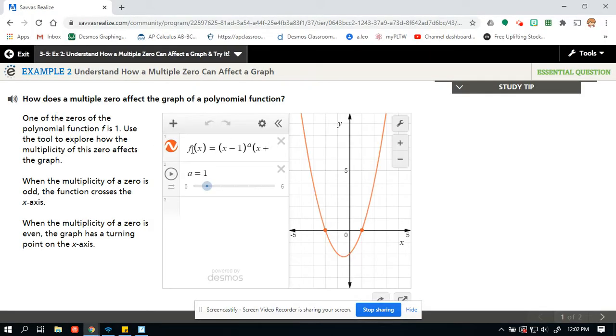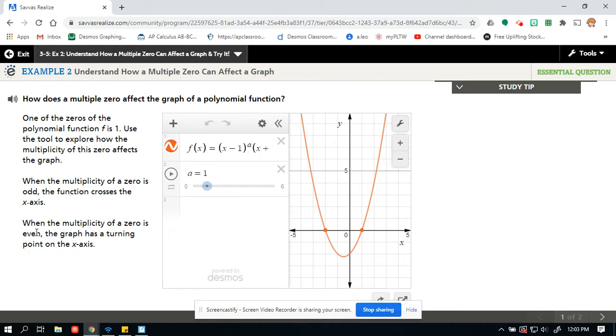So let's see what they gave us. One of the zeros of the polynomial function f is 1. Use the tool to explore how the multiplicity, and this is what we call it, a multiplicity, which means that it hits that value multiple times, of 0 affects the graph. When the multiplicity of 0 is odd, the function crosses the x-axis. But when the multiplicity is even, it turns back around and goes down.